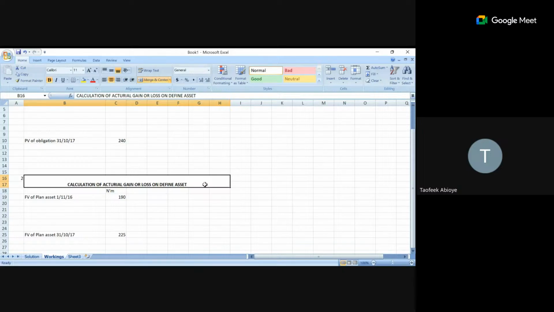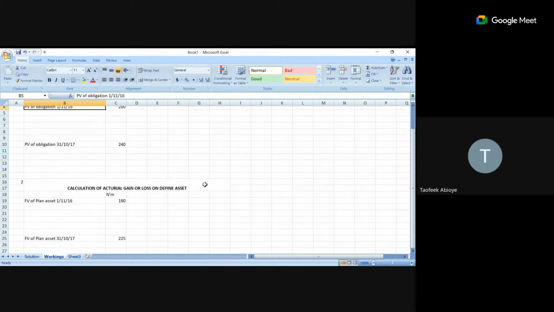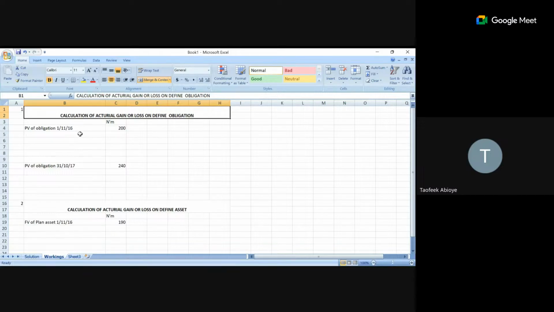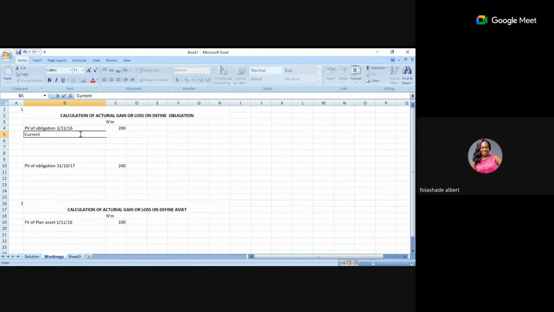So we are done with that. Next, current service cost. Please don't forget our current service cost. It is a cost that will increase our obligation. How much is the current service cost? 20. What about past service cost? Where is that one going? It goes to the same place, into your defined obligation.